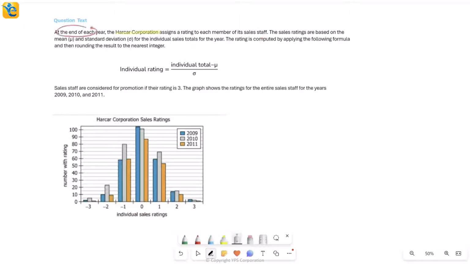When does it do this? At the end of each year. So a year ends, then maybe they review the performance, and then according to that, they assign a rating to every sales staff member. Now, they tell us how this rating is calculated, what it depends on.